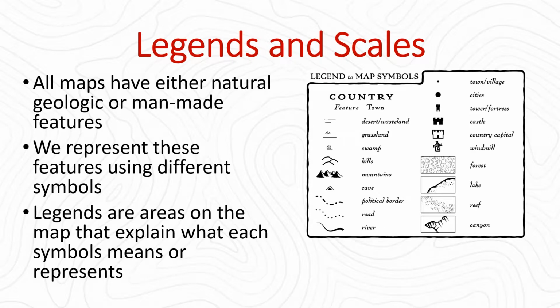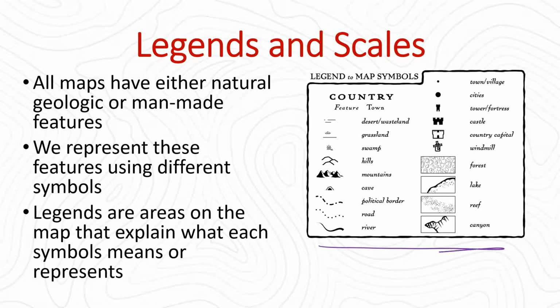Now, all maps need a couple things. Two of those things are legends and scales. So all maps have either natural or geological or man-made features. So there may be a river that separates two countries from each other. There may be a mountain that separates two areas, or humans have created that boundary in between the two areas. So we represent all of these different features on the map using different symbols.